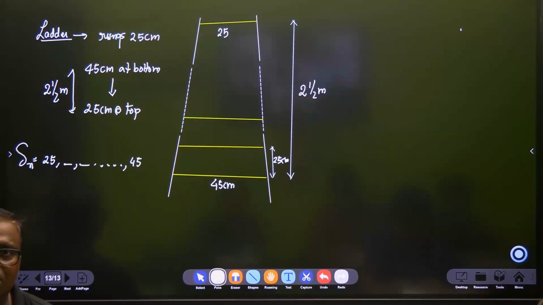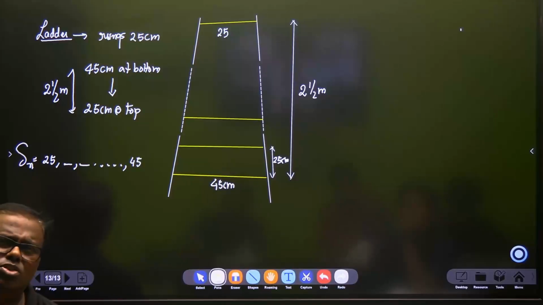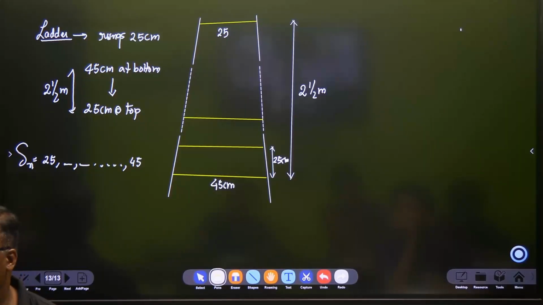Now listen to what I am saying. Look at the figure. What is the spacing between the top and the bottom rung? 2.5 meters. 2.5 meters is how much? 250 centimeters. What is the spacing between two consecutive rungs? 25 centimeters. So divide 250 by 25. How many rungs do you get? 10 rungs. So basically 10 wooden pieces. So my n is equal to 10. My first term length is how much? 25. My last term is 45. n by 2, which is 5, multiplied by 25 plus 45, which is 70.